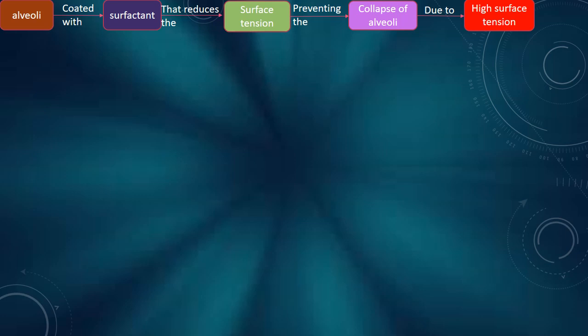Alveoli are coated with surfactant that reduces the surface tension, preventing the collapse of alveoli due to high surface tension.